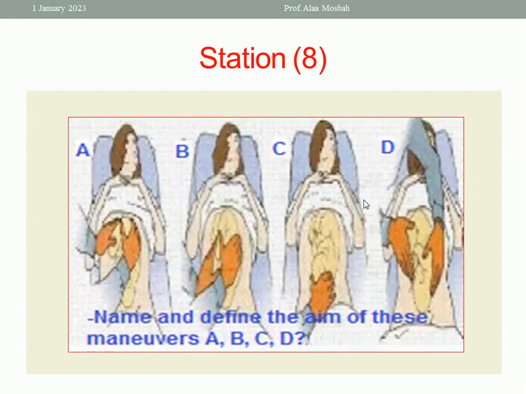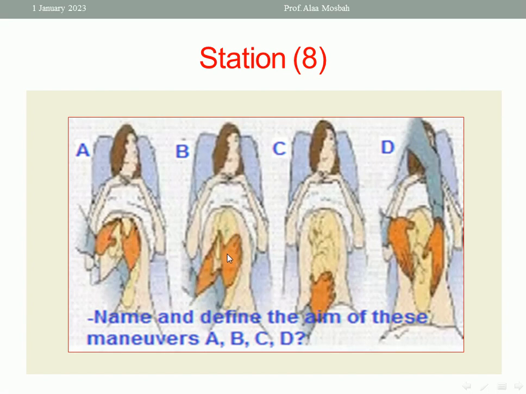Let us go to station 8. Please look to this picture. Please name and define the aim of these maneuvers, A, B, C, and D. Let us start with A. What is this maneuver? This is fundal grip. We are trying to palpate which part of the fetus is occupying the fundus of the uterus. Is it the buttocks or the head? Okay, so this is the aim of fundal grip.